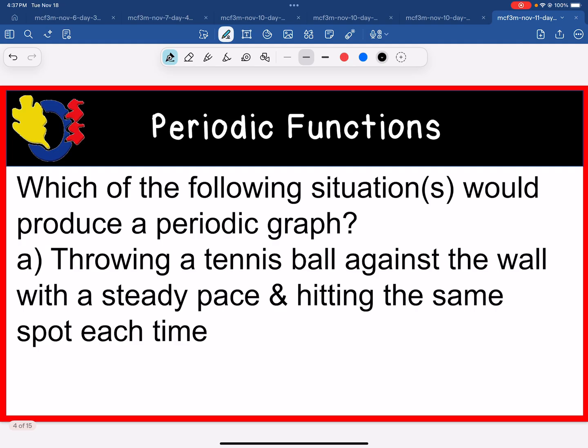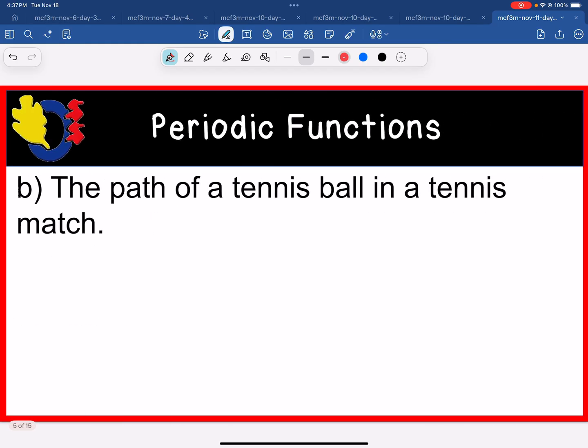All right, let's look at a couple examples here. Throwing a tennis ball against the wall with a steady pace, hitting the same spot each time. Because of these key components, the same pace, same spot, yes, this would be periodic. All right, what about the path of a tennis ball in a tennis match? If you think about a tennis match, it doesn't go to the same spot every single time, right? It's a little less consistent. So no, this is not a periodic function.